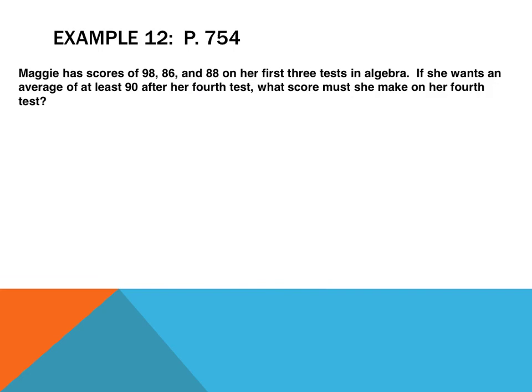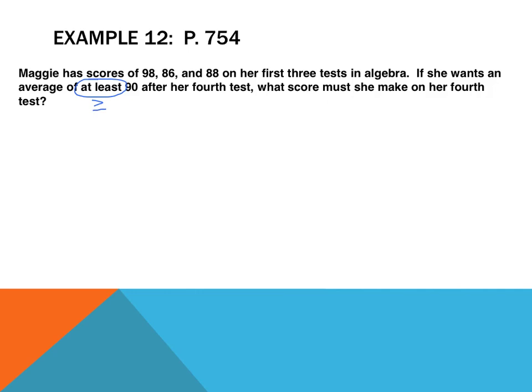Alright, Maggie has scores of 98, 86, and 88 on her first 3 tests in algebra. If she wants an average of at least 90 after her 4th test, so at least means 90 or higher, so greater than or equal to, what score must she make on her 4th test?